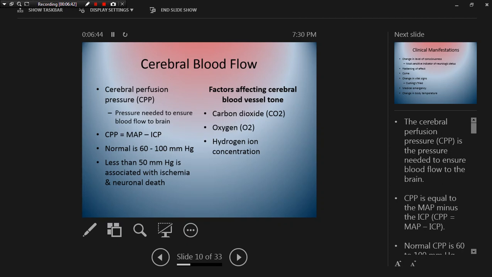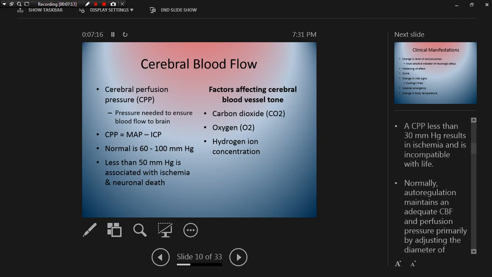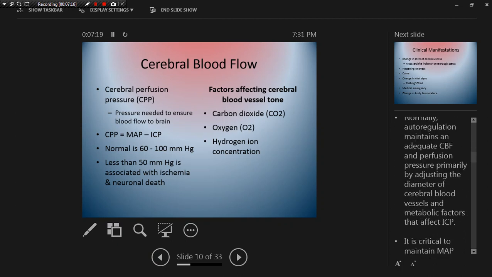So anything greater than 60, 65 really is optimal, but you can get too high. But the cerebral perfusion pressure is the mean arterial pressure minus the ICP. Now you're going to have a minimally invasive or an invasive device monitoring the ICP to be able to determine your CPP. A normal cerebral perfusion pressure somewhere between 60 to 100 is optimal. Less than 50 is considered ischemia.